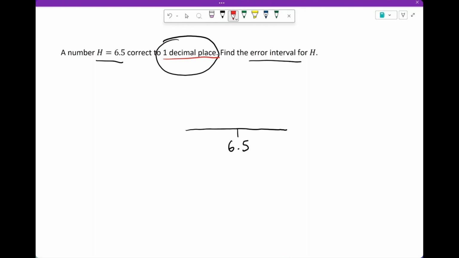So our first decimal place is the 5. Then what I'm going to do is add 1 to this place value. So that would give me 6.6. And then I'm going to subtract 1 from the first decimal place. So we would get 6.4. Now they're not your upper and lower bound. Your upper and lower bound are your midpoints as usual. So the midpoint between 6.5 and 6.6 would be 6.55. So that would be my upper bound. Then my lower bound is the midpoint between the 6.4 and the 6.5. So that would be 6.45, like that. So that's my lower bound. Then we can write down my error interval. So the letter in this question is H.